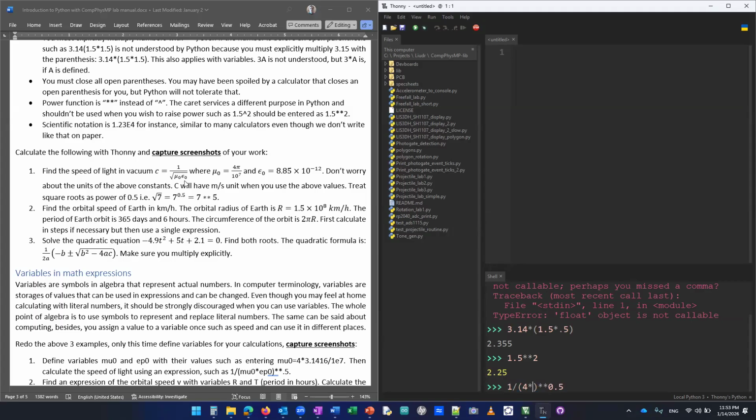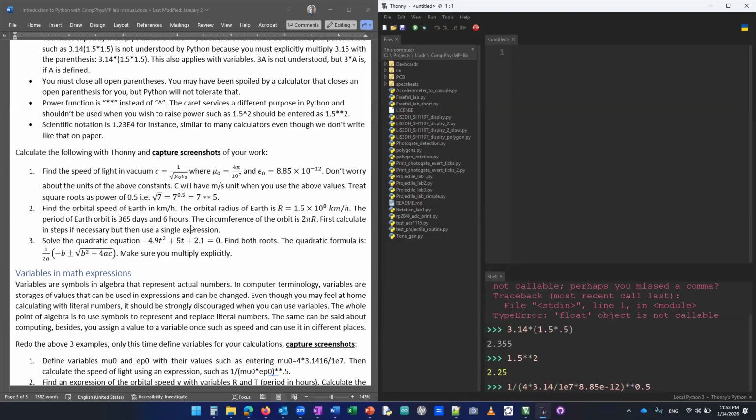4 times pi is 3.1, 4, and then over 10 to the 7th power, divided by 1e7. So 1 times 10 to the 7th power. So that is mu 0. And then we'll multiply epsilon 0, which is 8.85 times 10 to the minus 12. So e minus 12. So that would be the content inside of the square root.